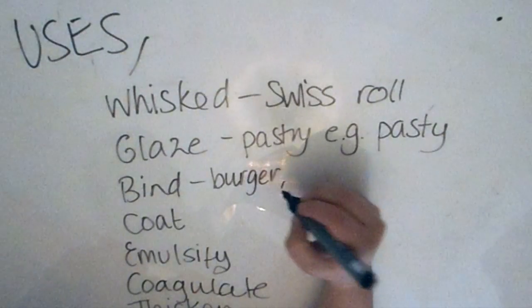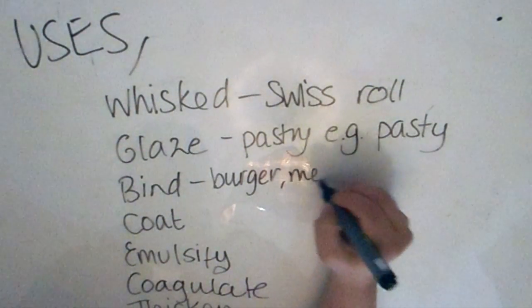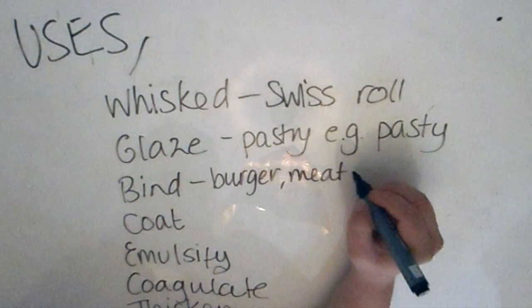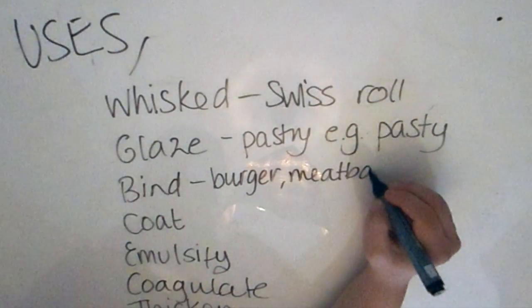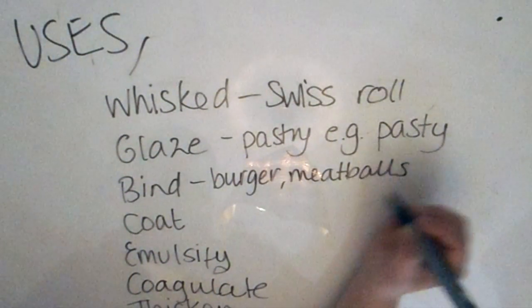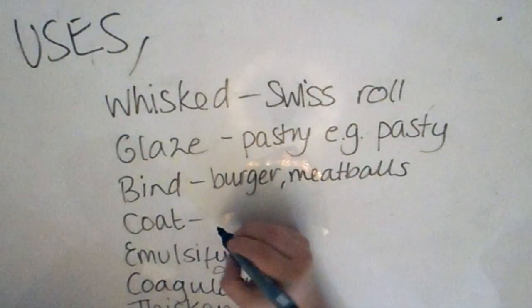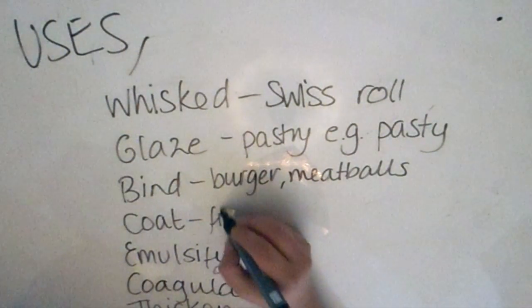When we made meatballs in year 10, you would have used eggs to bind your ingredients together. So your minced beef and your onion and your other ingredients, you put an egg in there. As it cooks, the egg will set and it will hold all of those ingredients together in their shape.